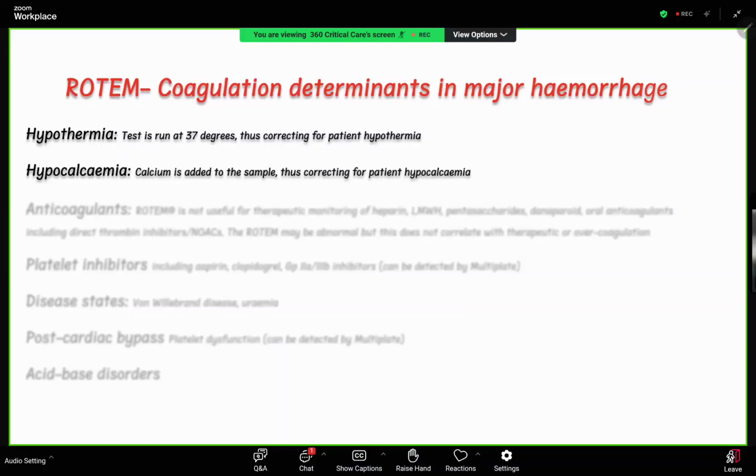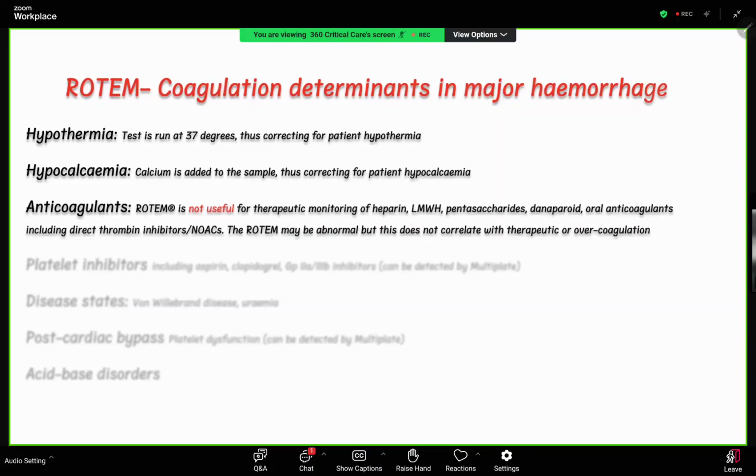Second is hypocalcemia. In this test, calcium is added to the sample, thus correcting for platelets for patients with hypocalcemia. So you cannot evaluate a patient with hypocalcemia to determine that the bleeding disorder is because of hypocalcemia. That's the problem of Rotem, because calcium is added into the blood and it is corrected. So you will not be able to know whether hypocalcemia is one of the causes of bleeding for that patient.